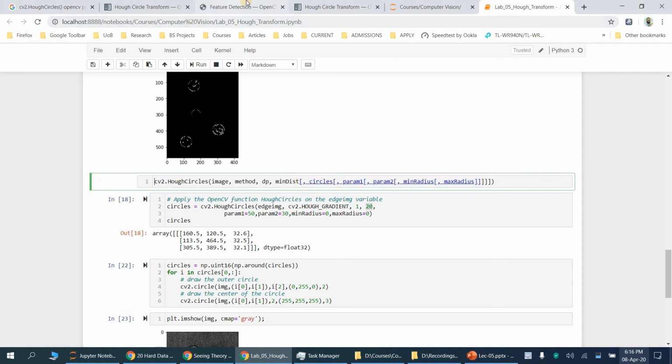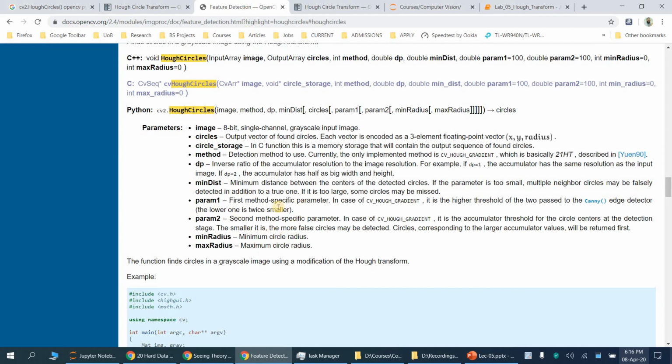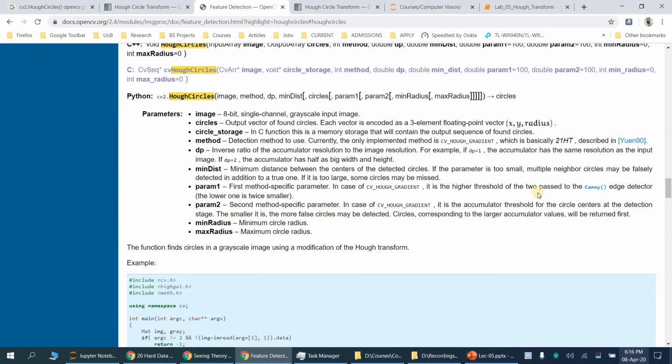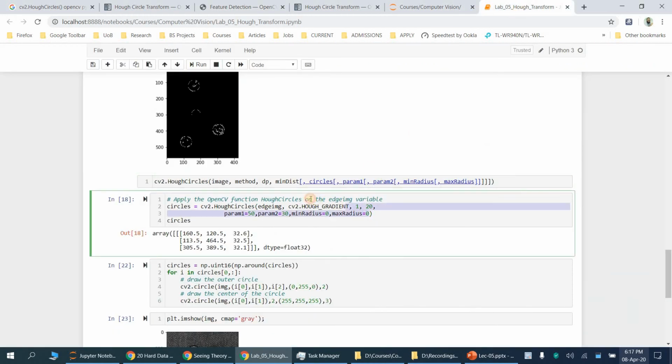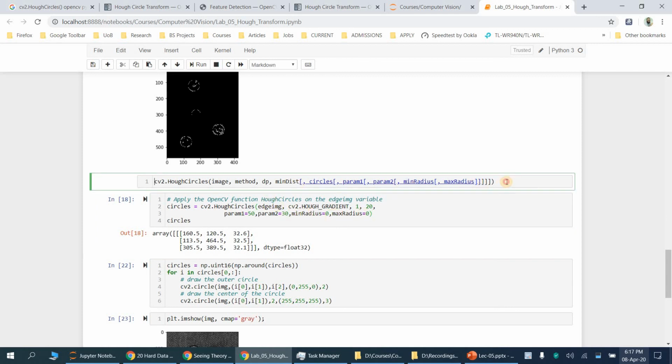And then there are parameter 1 and 2, the first being a method specific parameter. It is the higher threshold of the two passed to the Canny edge detector, and the lower one is twice smaller. Then there are the minimum radius and maximum radius, where you give the minimum and maximum. Here they have given a 0 value for both minimum and maximum, so we don't detect the radius. We are only focusing on the center point. Okay.